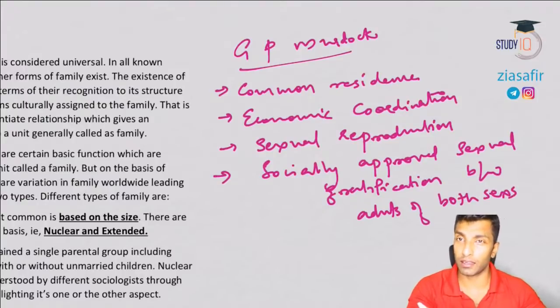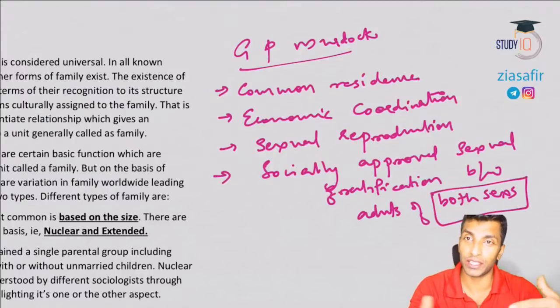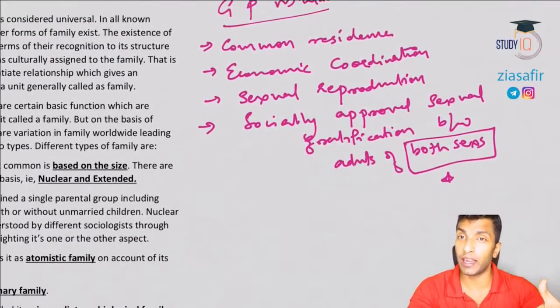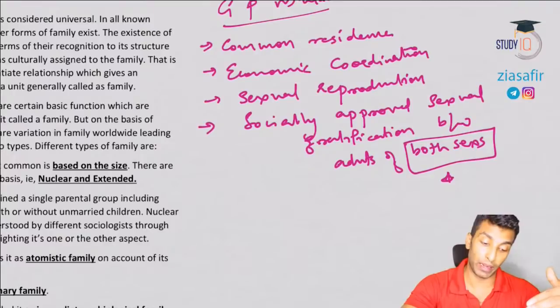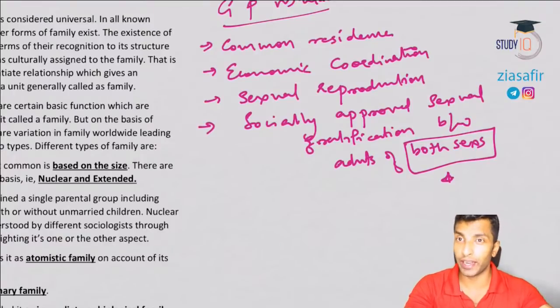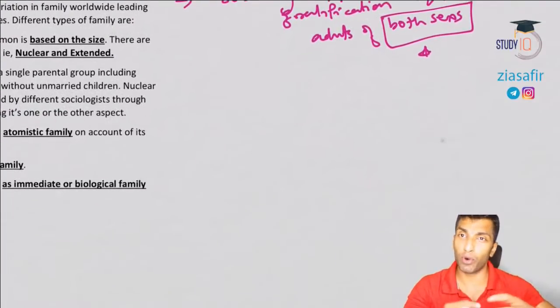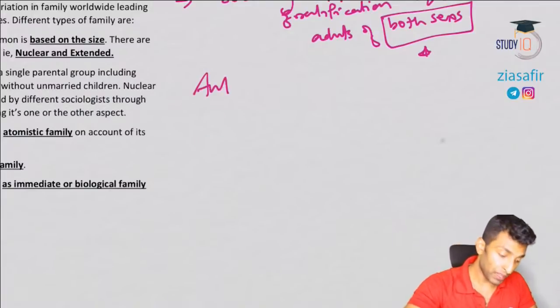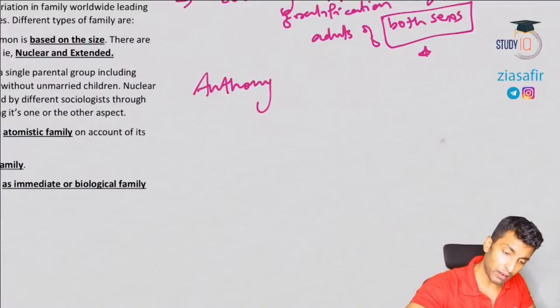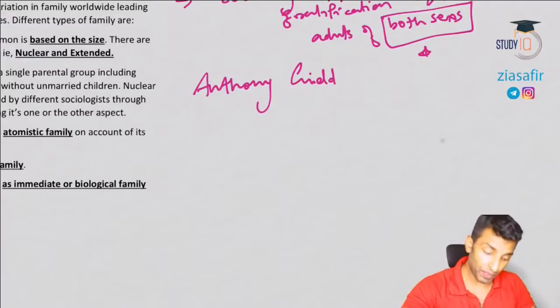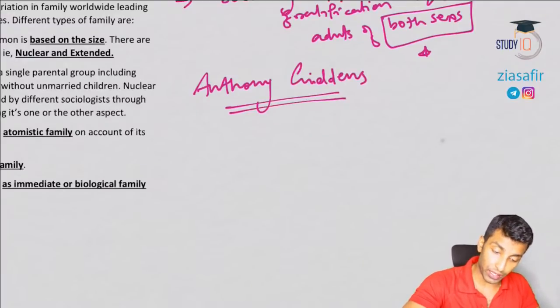Here I have told you both sexes. That means this is a kind of traditional understanding of family, because I told you in the beginning itself that this is an elementary understanding of family. Any family you take, these are the elementary points, the common points in all families. Later I also talked about Anthony Giddens' definition, where you will see a more liberal interpretation of family. Apart from that, we have talked about Anthony Giddens, another authority.